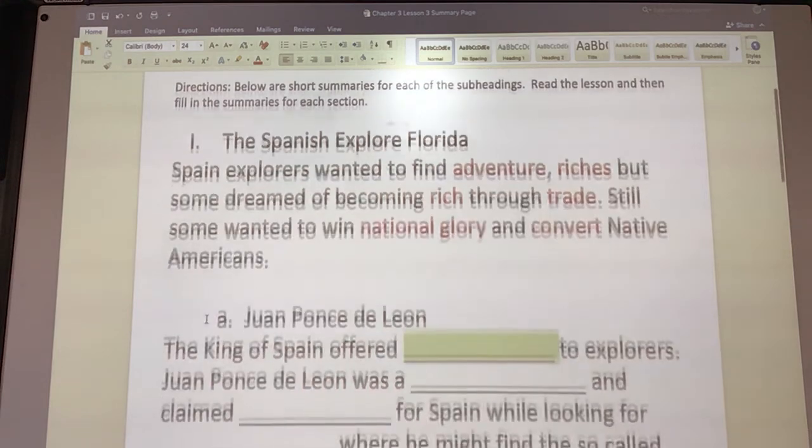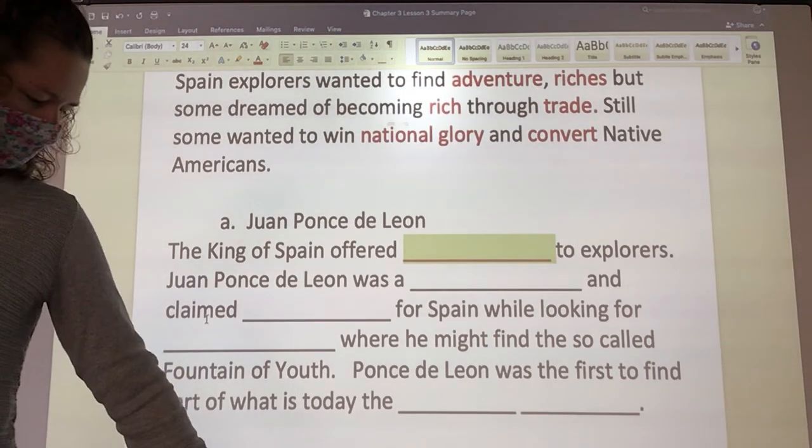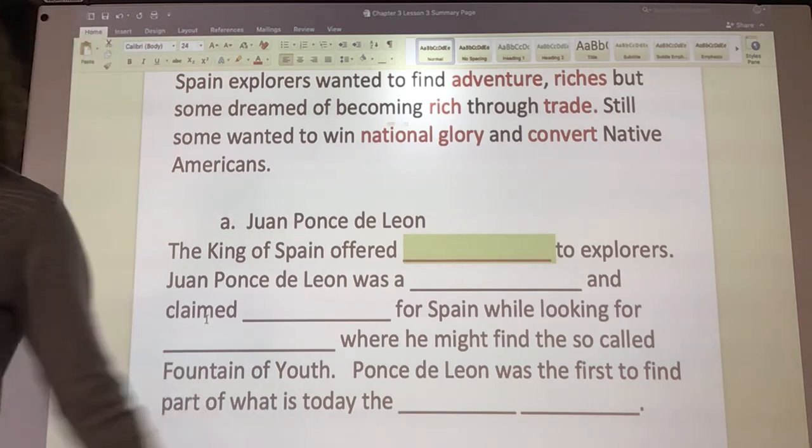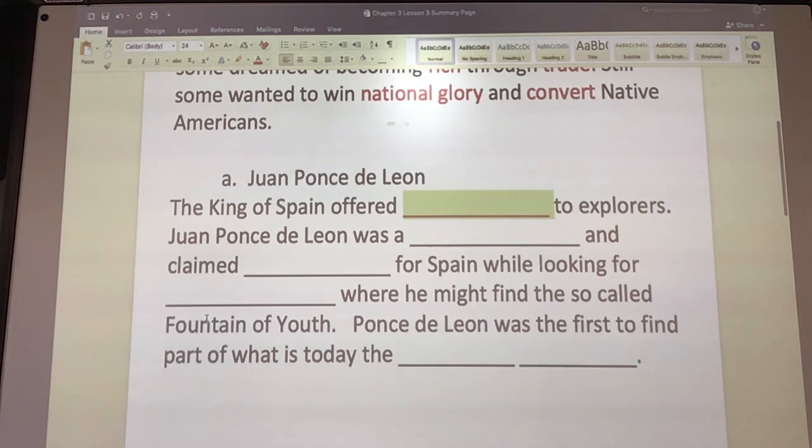So then we have this A down here. We continued to read about Juan Ponce de Leon. Actually, I took one paragraph and made it two sentences, right? So let's fill in those blanks for Juan Ponce de Leon. What'd you get, Riker? The King of Spain offered grants to explorers.